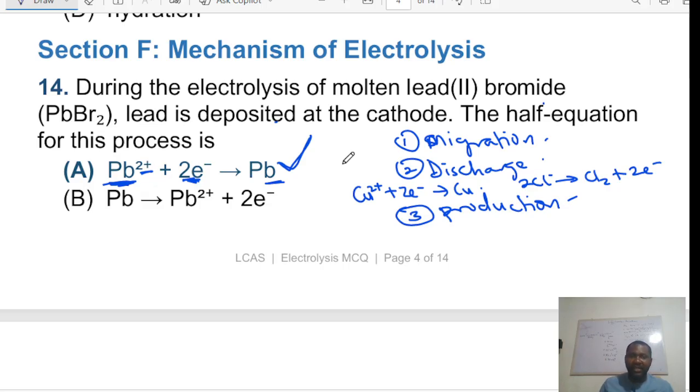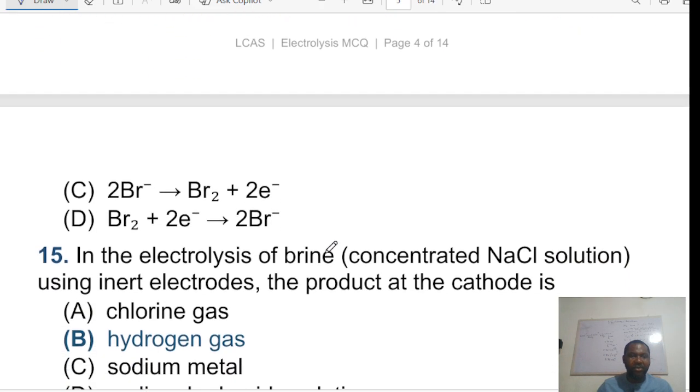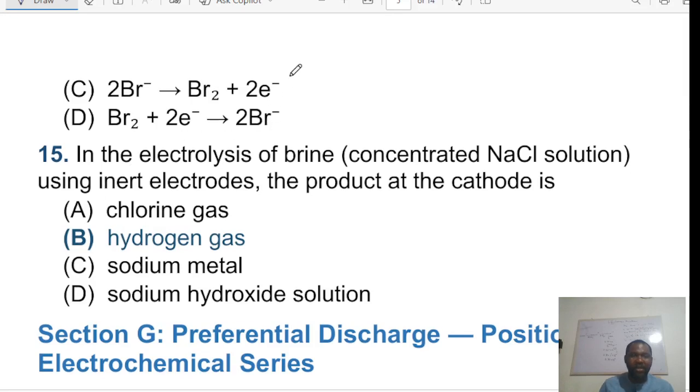So that's why we cannot say this, because this is not a metal, this is an ion. It cannot be B. Let's see the other options. You can see bromine is an anion. Bromine can never be discharged at the cathode, because the cathode is only for cations, while the anode is for anions. I hope this makes sense.